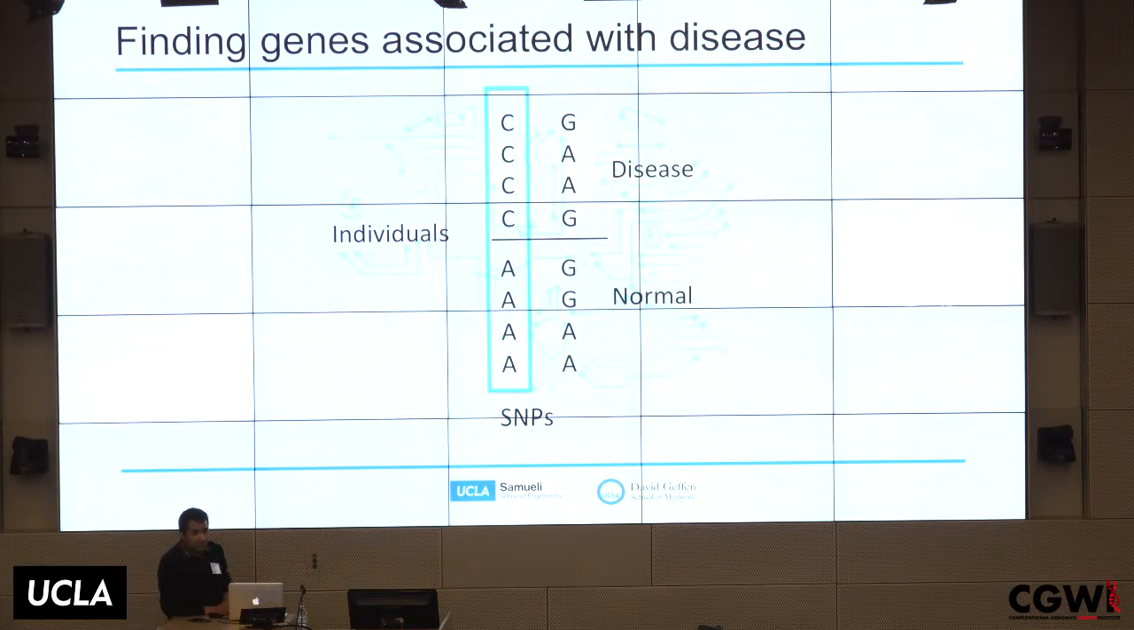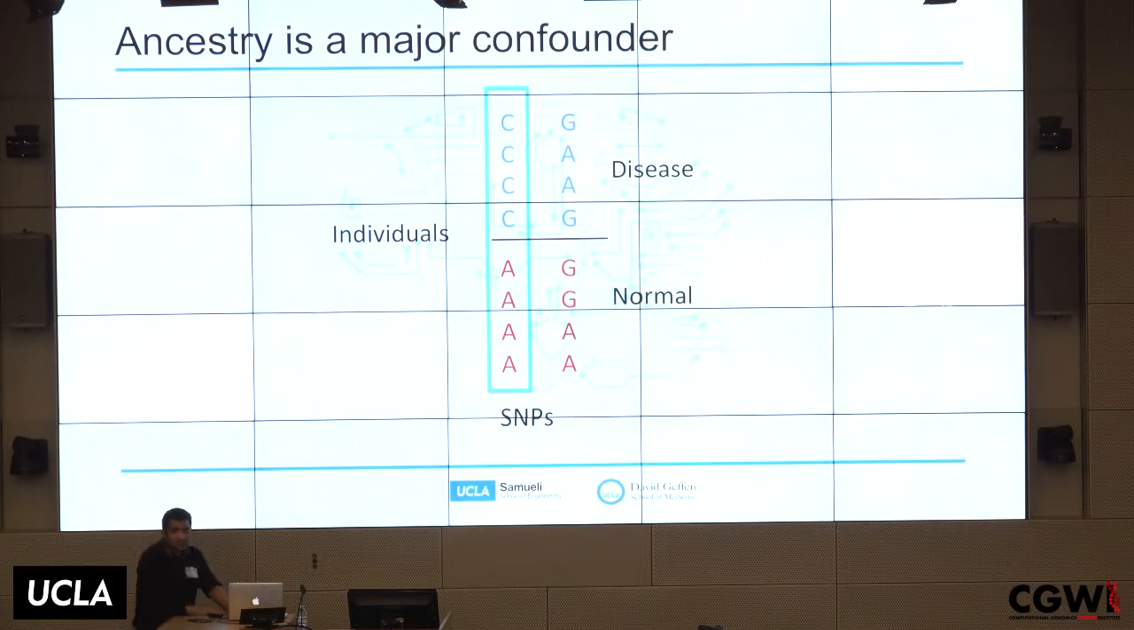Of course, the catch here is these kinds of studies are subject to confounding factors, several of which are unobserved, and a very common confounder is ancestry. The simplest setting is you could imagine all of your people who have a disease come from one population, in this case the blue population, and everybody who is normal comes from another population. So in this case, the fact that you're from the blue or the red population completely explains this association, right?